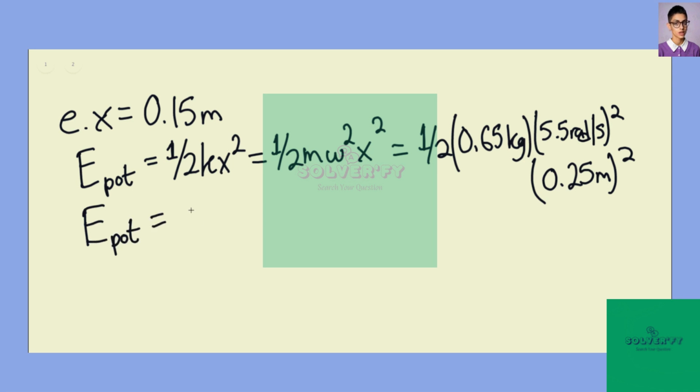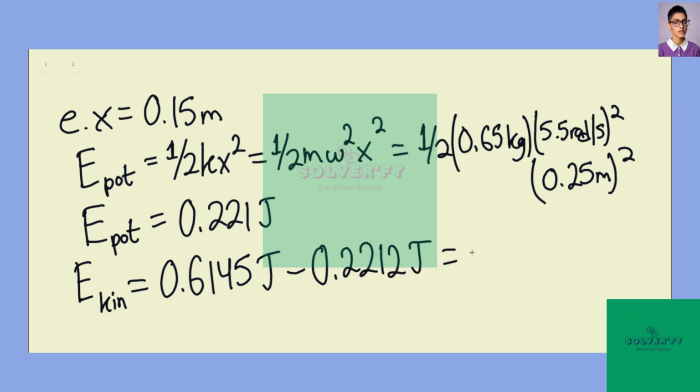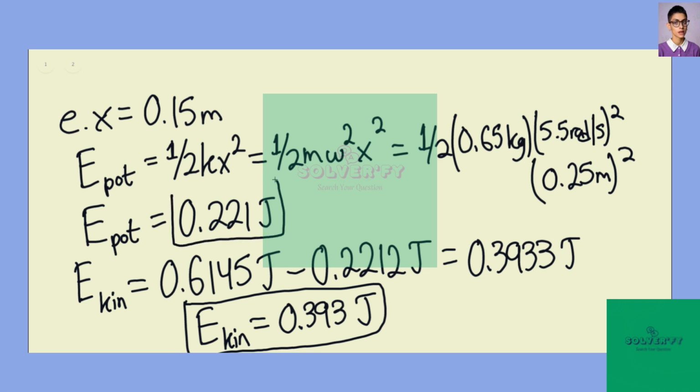And at that point, we can evaluate. So the potential energy will be 0.221 joules, and the kinetic energy would simply be equal to the total amount of energy, 0.6145 joules, minus the potential energy of 0.2212 joules, and we find that the kinetic energy is going to be 0.3933 joules. So the kinetic energy is equaling 0.393 joules. So this would be one answer for part E and the second answer for part E. That is the end of the solution. Thank you for watching.